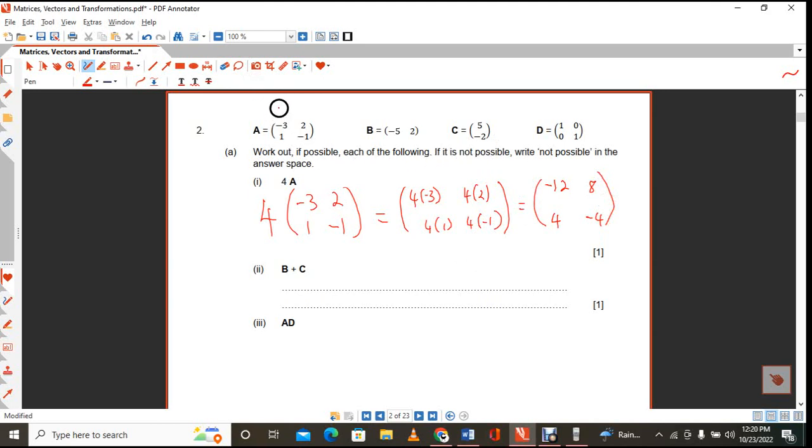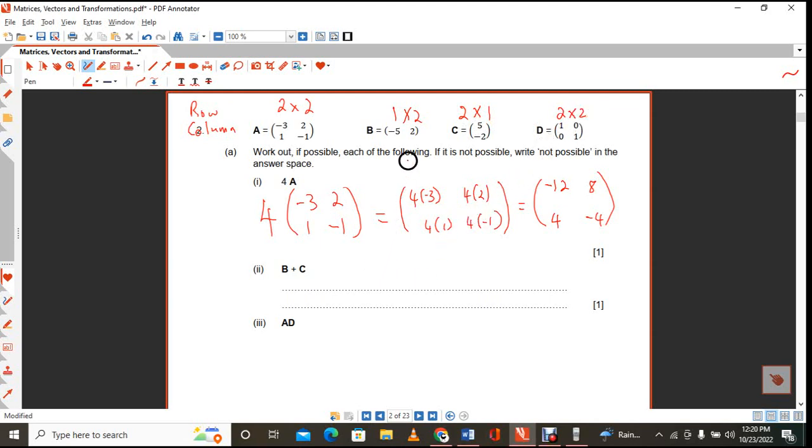So another thing I will do is write down the order of the matrix. This is a 2 by 2 matrix. You have the row first, and then you have the column. So this is 2 rows and 2 columns. This is 1 row and 2 columns. This is 2 rows and 1 column, and this is also a 2 by 2 matrix.